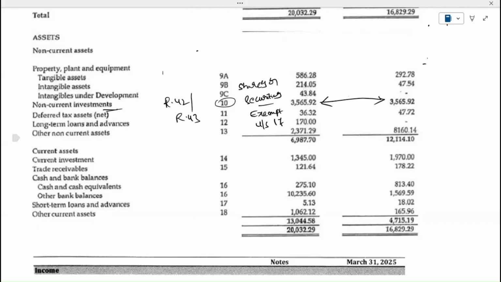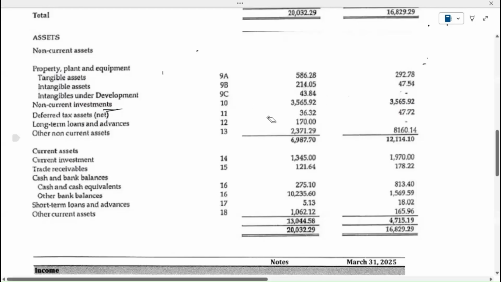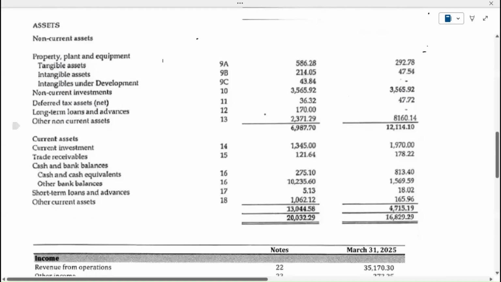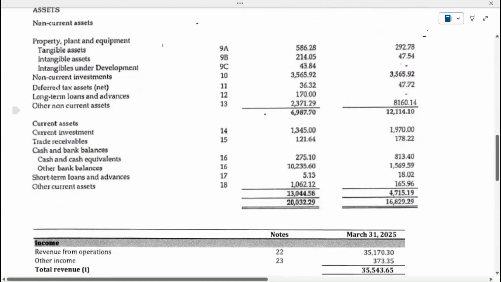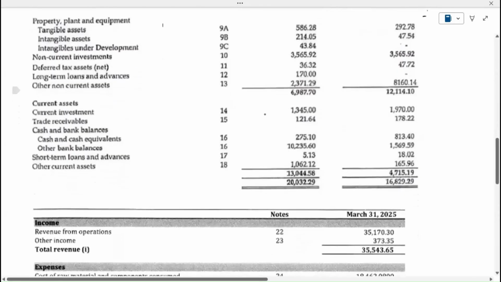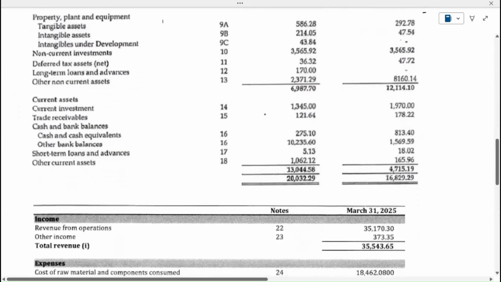What is your opening balance? What was your closing balance? Did you purchase anything? Did you sell anything? If you have sold anything, whether you have reversed your input tax credit, they would be asking us to provide this information again. So this is what they would be looking for. Then other non-current assets, not much. Current assets: trade receivables, cash and bank balance, short-term loans, other current assets.